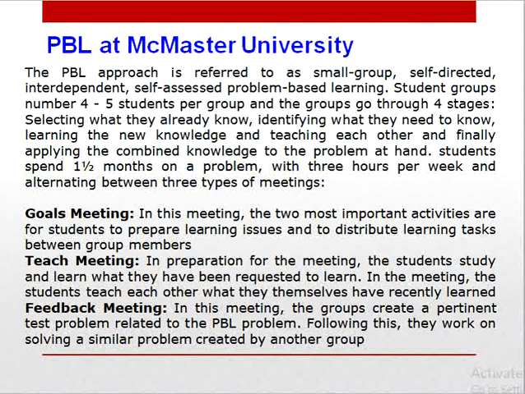So in this model, a group has 4 to 5 students, and they spend about 1.5 months per problem, 3 hours weekly. And there are 3 types of meetings among the students. First, the goal meeting. In this meeting, the 2 most important activities are for students to prepare learning issues and distribute learning tasks between group members.